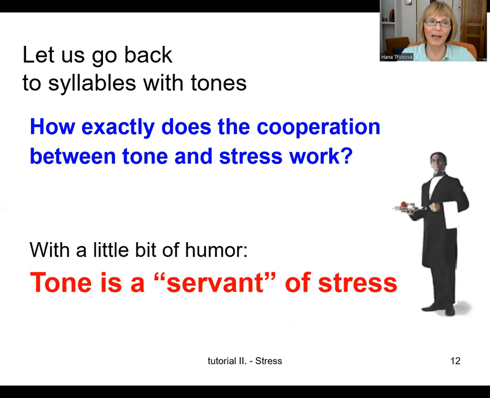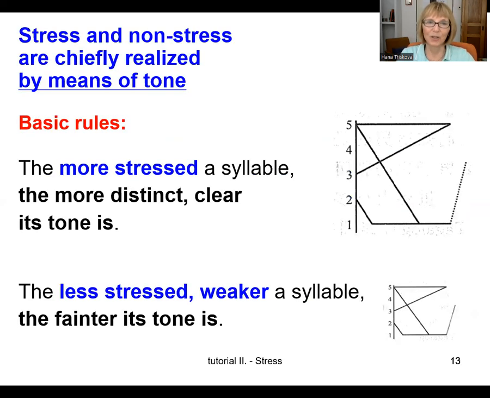So now let's go back to syllables with tones. How exactly does the cooperation between tone and stress work? We can say with a little bit of humor that tone is a servant of stress. That means that stress and non-stress are chiefly realized by means of tone. Here are 2 basic rules. The more stressed a syllable, the more distinct, clear its tone is. And on the other hand, the less stressed, weaker the syllable, the fainter its tone is.